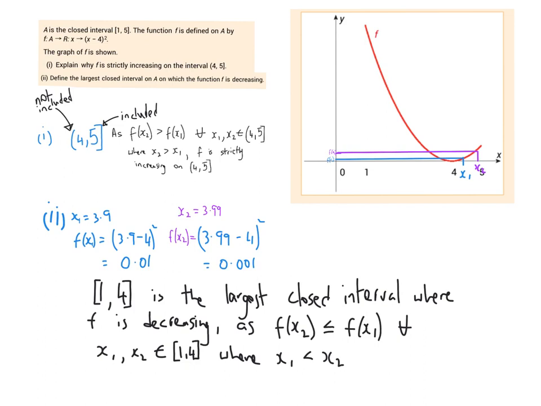We can see that here, even though x2 is bigger than x1, or where x1 is smaller than x2. And so we can't go more than 4, because we know at 4 is where it starts to increase again. So this is our widest, or our largest, closed interval where it is decreasing.